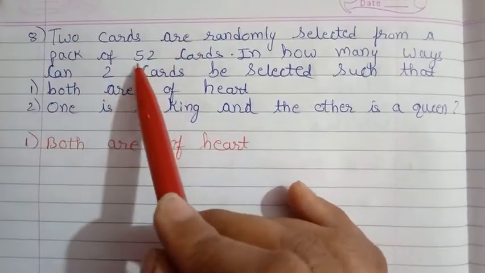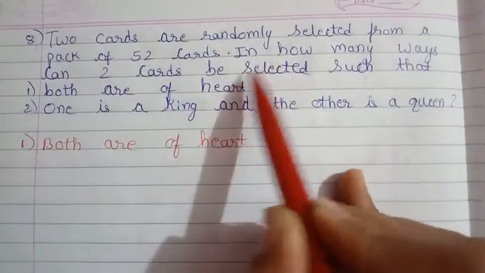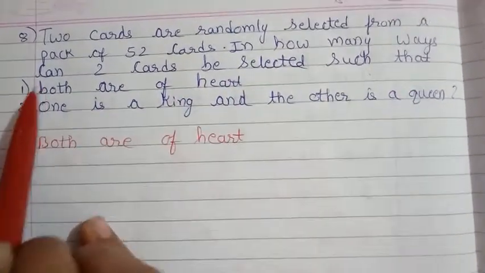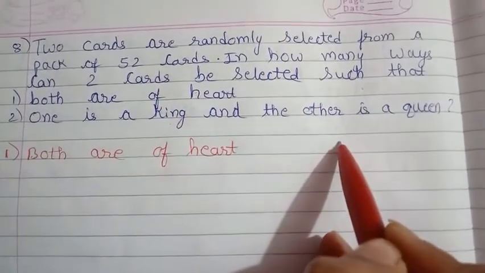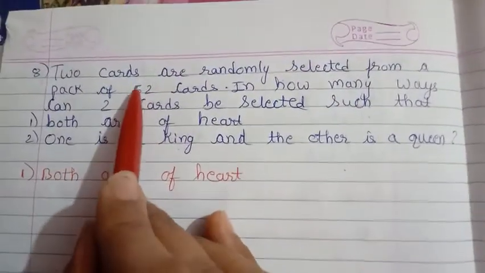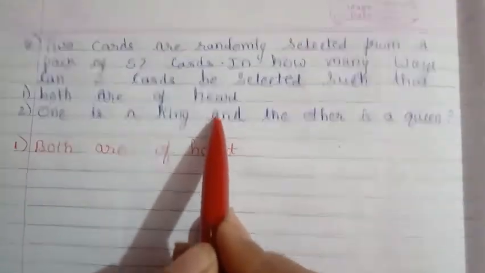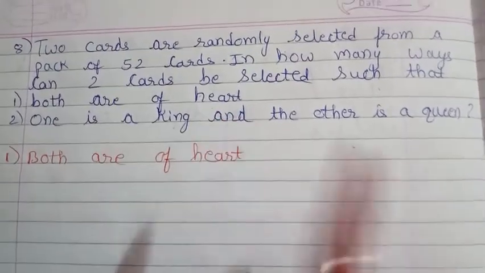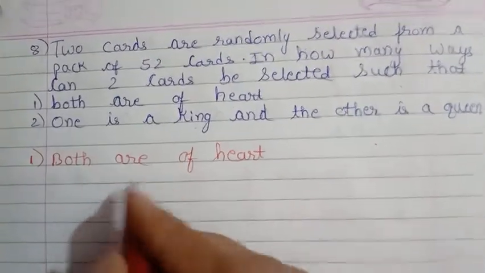Question number 8. 2 cards are randomly selected from a pack of 52 cards. In how many ways can 2 cards be selected such that first, both are of heart, and second, one is a king and the other is a queen? Now here, as we know, from 52 cards we have 13 cards each of heart, diamond and so on, right? So there are 13 cards of heart. So the first question is both are of heart.